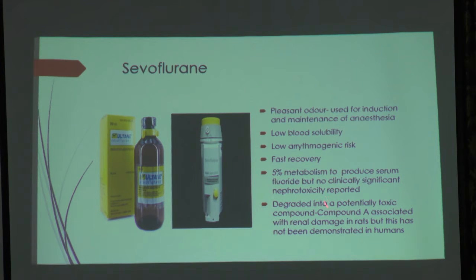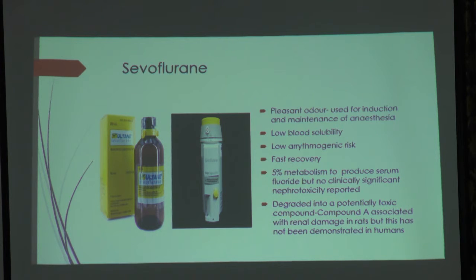But the sevoflurane also has its own problems, okay? Even though it's not arrhythmogenic, has a fast recovery, the problem is that it produces serum fluorides, okay, which we know to be associated with nephrotoxicity. But the interesting thing about sevoflurane is that it's only in rats that the nephrotoxicity has been found to be true. It has not been found to be true in humans. It hasn't been reported. So for now, we are happy to use sevoflurane. There's no documented report of nephrotoxicity in humans.